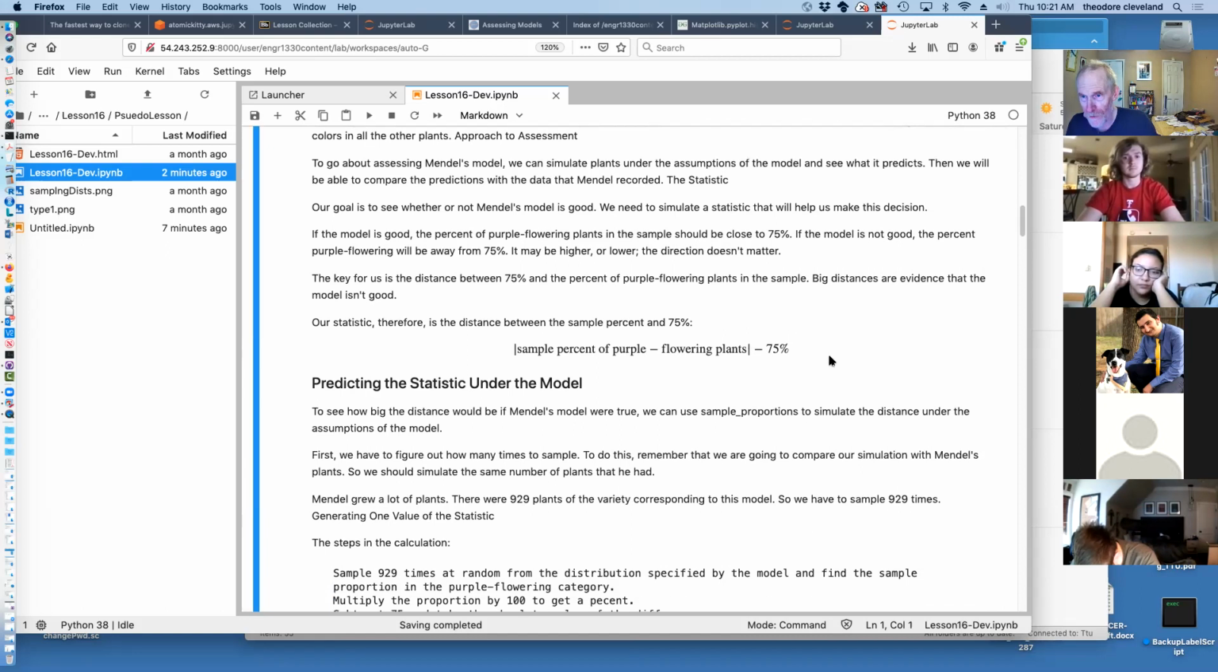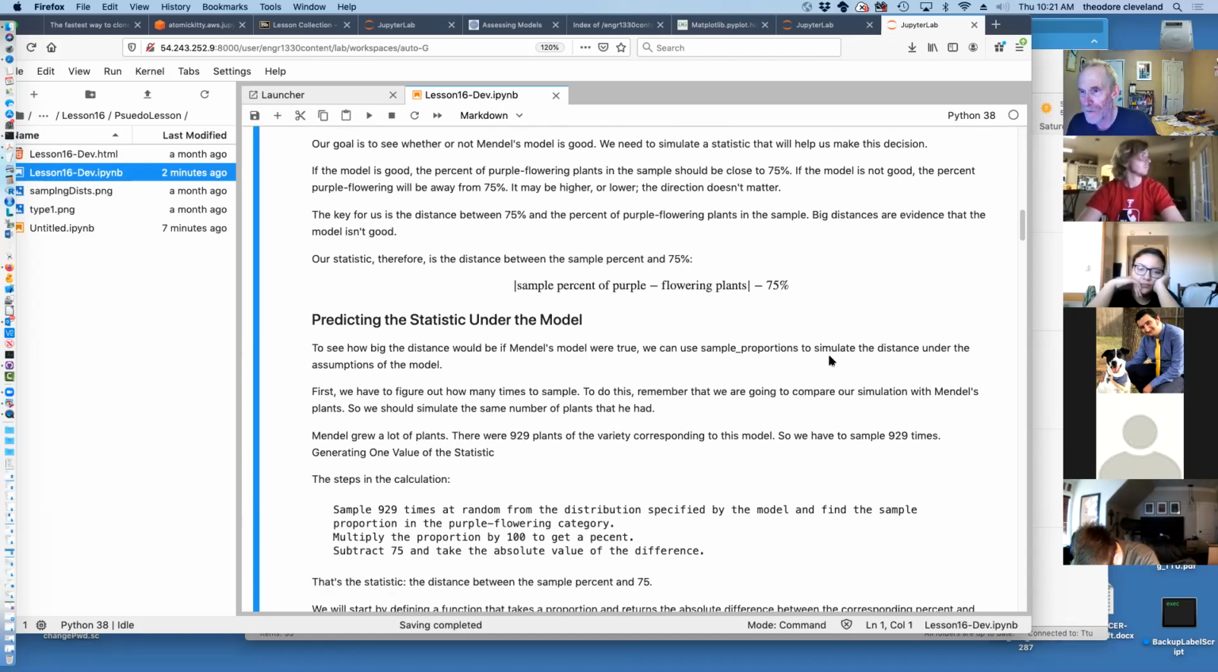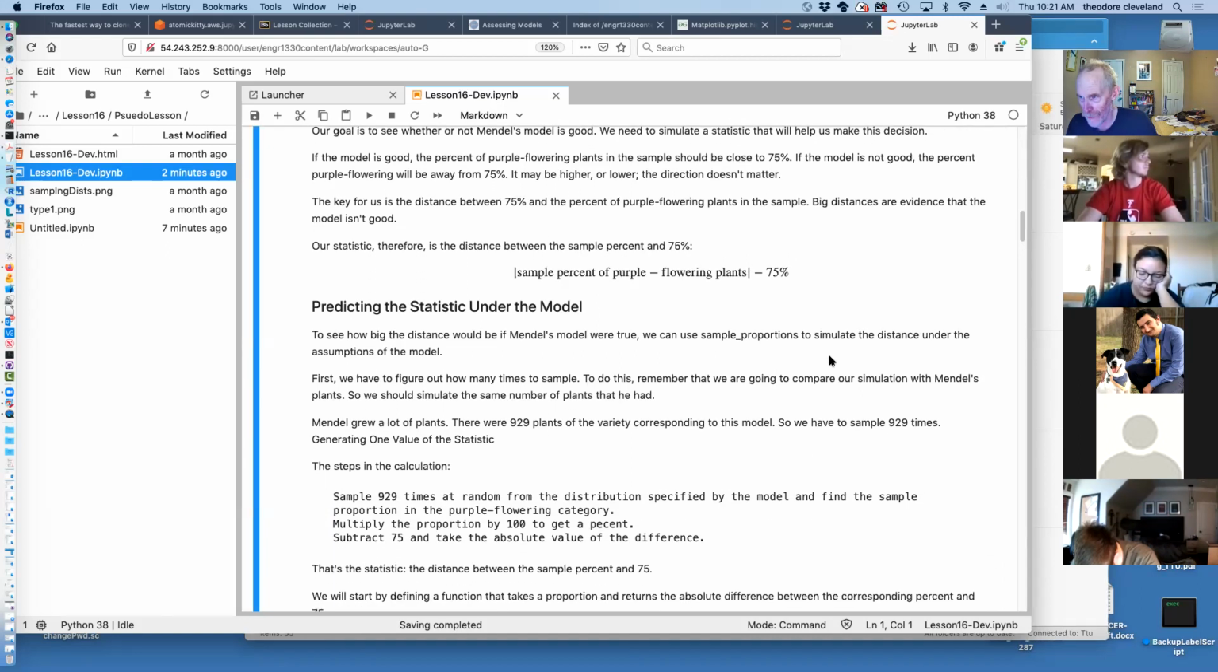Our goal is to see whether or not Mendel's model is good, and we need to simulate a statistic that will help us make this decision. If the model's good, the percent of purple flowering plants in the sample should be close to 75%. If the model's crummy, the percent of purple flowering plants will be far away from 75%.